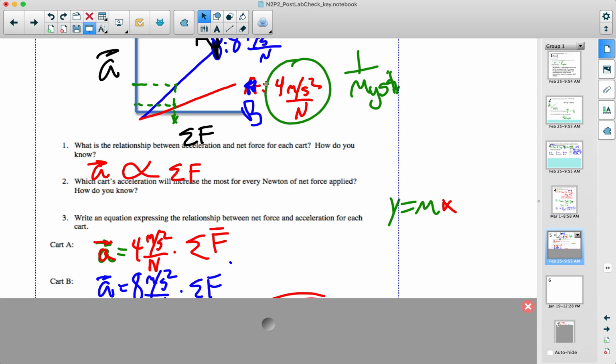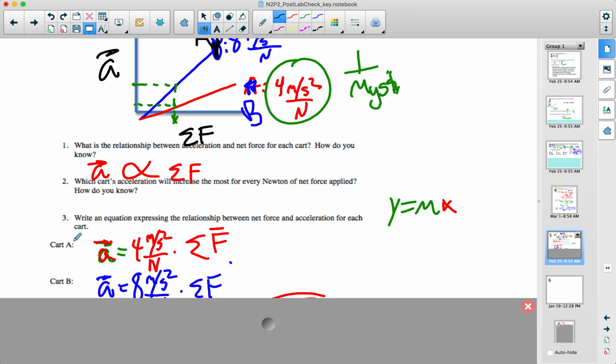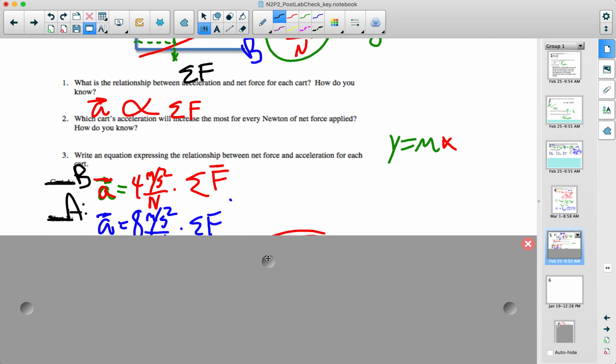Object B has a less steep slope, and we'd have y equals the slope times what's on the x-axis. So for object B, we'd have acceleration as 4 meters per second squared per newton times the net force. And for cart A, the steeper of the two, you'd have acceleration is equal to 8 meters per second squared per newton times the net force.